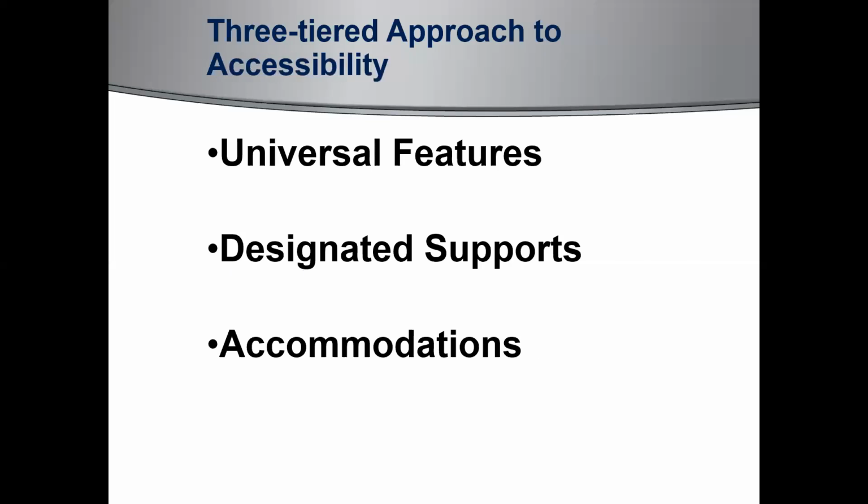Universal features are accessibility supports that are either embedded and provided through the online assessment platform or non-embedded and provided non-digitally at the local level. Universal features are available to all students as they access instructional or assessment content.